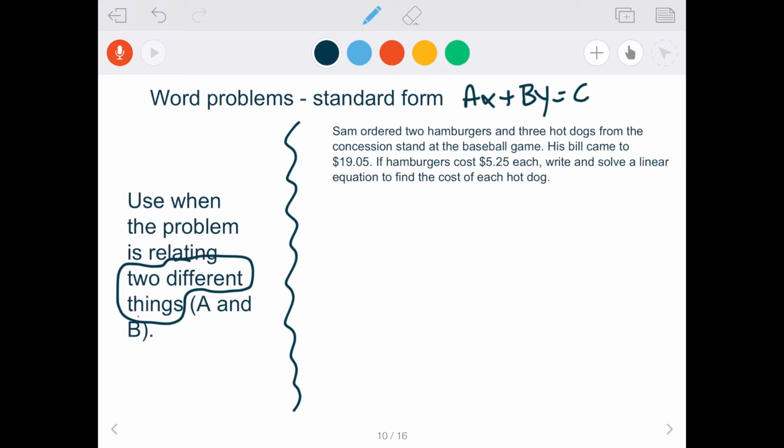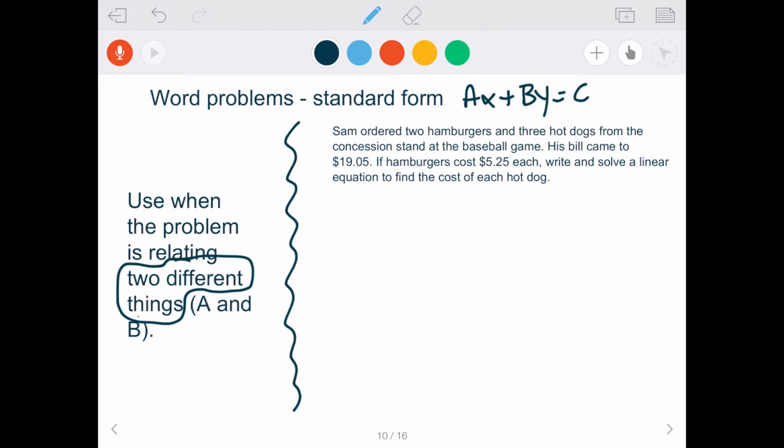So let's look at our problem here. We have Sam. Sam ordered 2 hamburgers and 3 hot dogs from the concession stand at the baseball game. His bill came to $19.05. If hamburgers cost $5.25 each, write and solve a linear equation to find the cost of each hot dog.